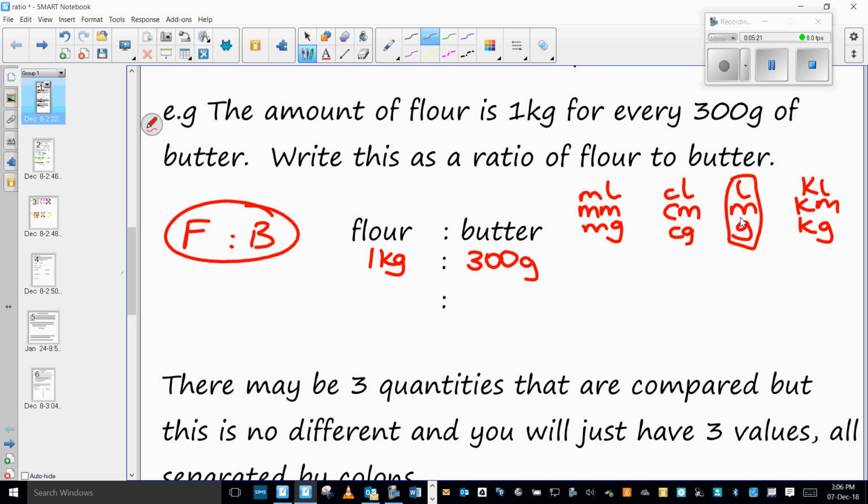Now, how do we go from one to another? Well, it's a nice chart to remember.